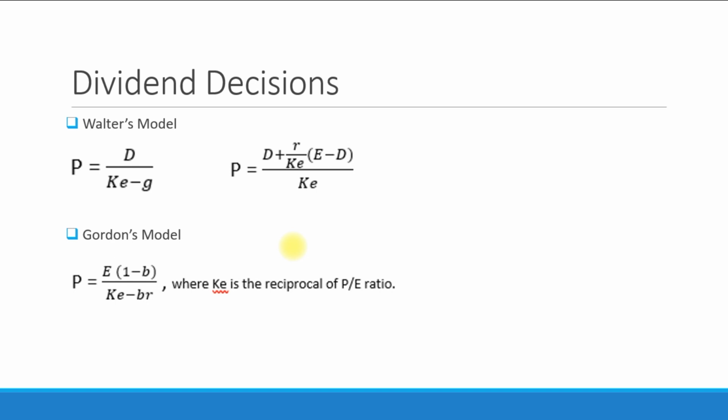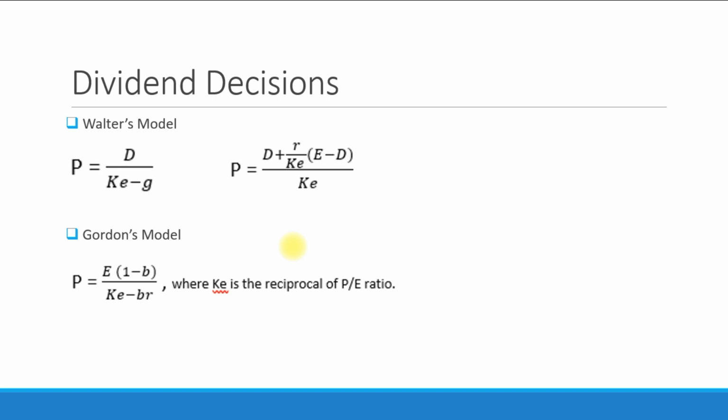So there exists definitely a relationship between a firm's investment or internal rate of return, which is R, and the required rate of return or its cost of capital, which is K. So there is a relationship between R and K. R is investment return, K is the required rate of return or cost of capital. So the firm will have an optimum dividend policy dictated by the relationship of K and R. Now we will see what that relationship is.